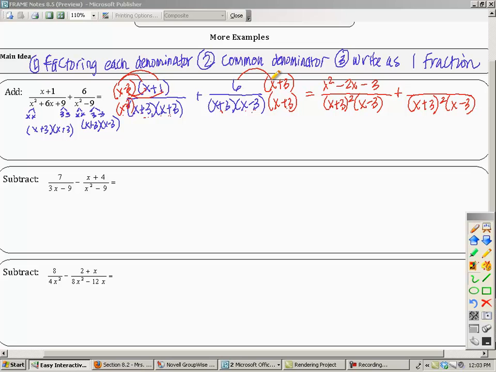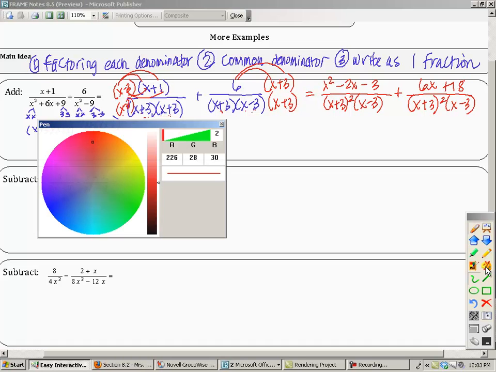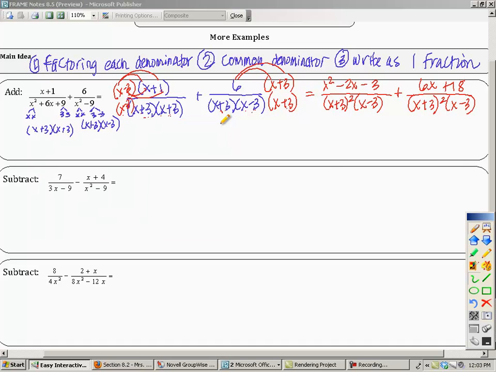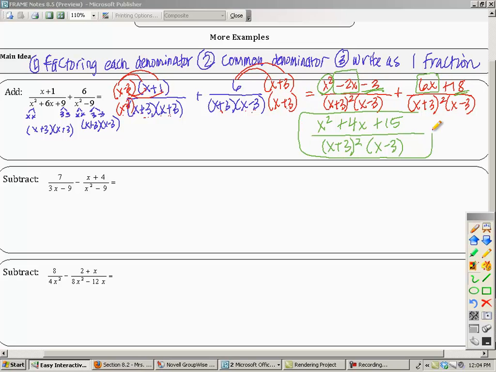Okay, 6 times x is 6x, 6 times 3 is 18, and now we can combine our like terms. So if I combine my like terms, I'm going to write my denominator one more time: x plus 3 squared, because there are 2 of them, and an x minus 3. Numerator, I only have 1x squared, so I'm going to write that. Negative 2x plus 6x is a positive 4x. Negative 3 and 18 is a positive 15. And here's my answer.